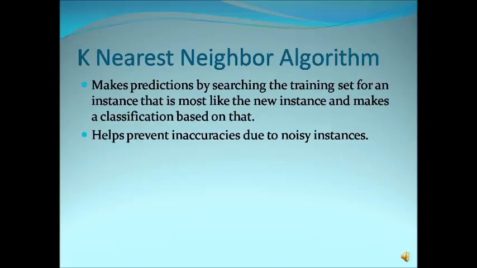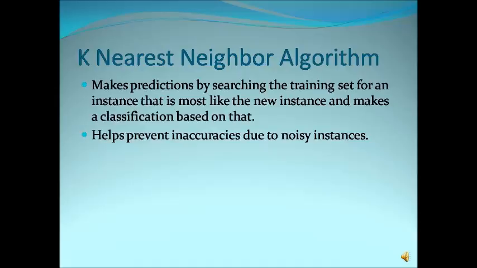The last of our algorithms is the K nearest neighbor algorithm, and this algorithm works by making predictions by searching the training set for an instance that is most like the new instance and makes a classification based on that. So in other words, if there's a new instance for which we're trying to find out the class, we take a look at other instances which are most similar to that instance, and then take a look at the class of those instances, and then we classify the new instance as those instances.